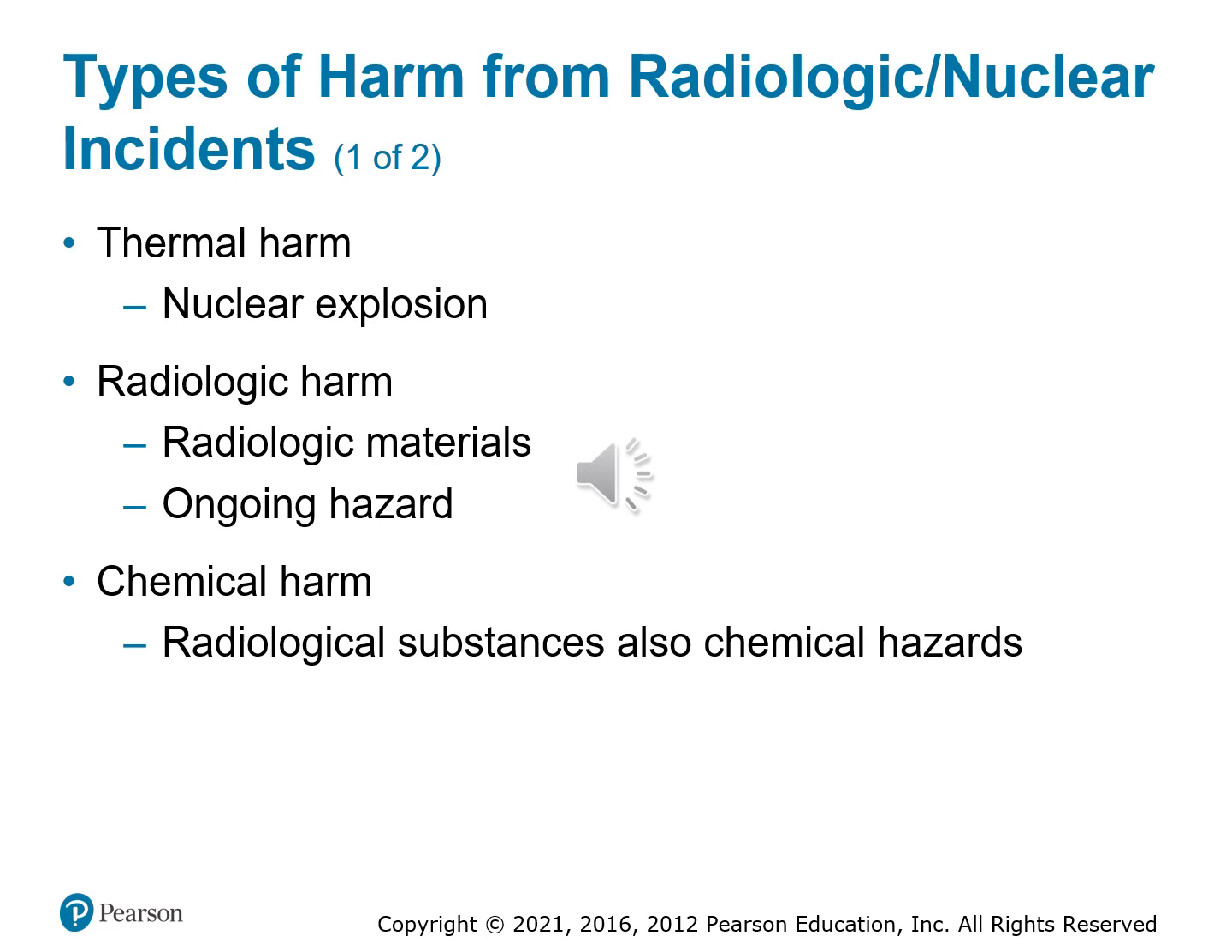The types of harm that we're looking at with radiologic nuclear incidents. With a nuclear explosion, thermal harm is going to be the primary type of harm. However, with a radiological event, the radiological harm is going to be the primary. So it just depends on the actual situation. And then the radiological harm is going to be an ongoing hazard as well. Another thing that's kind of secondary is going to be the chemical burn. And that's because most radiological substances are also chemical hazards. And this is often overlooked by the responders. So it is something that you need to think about.